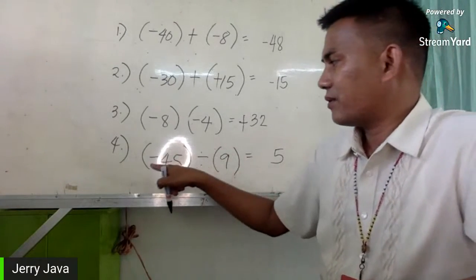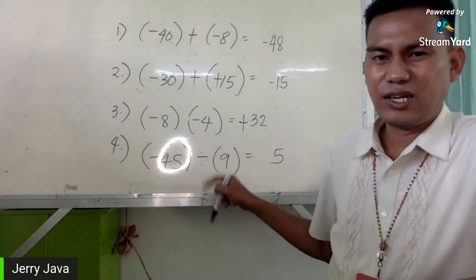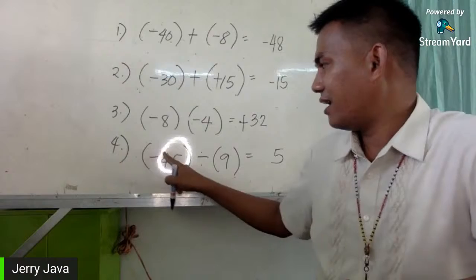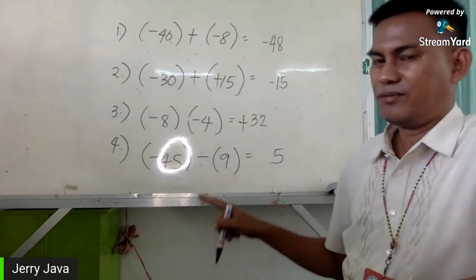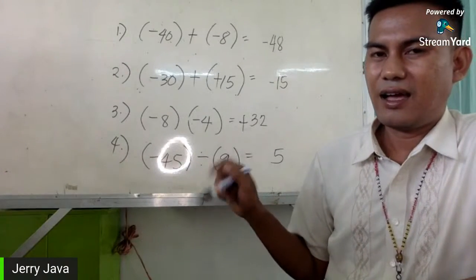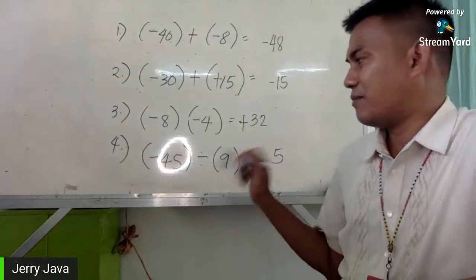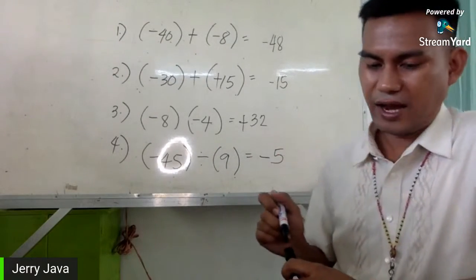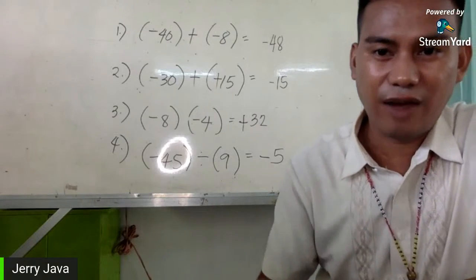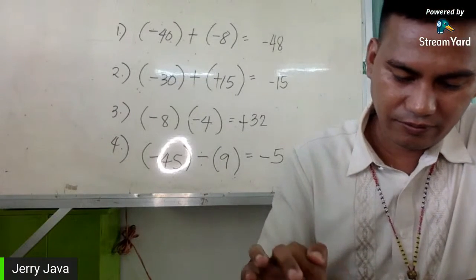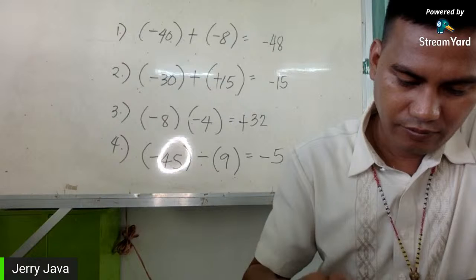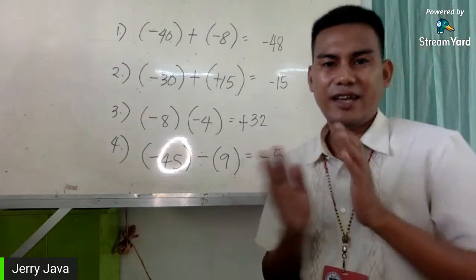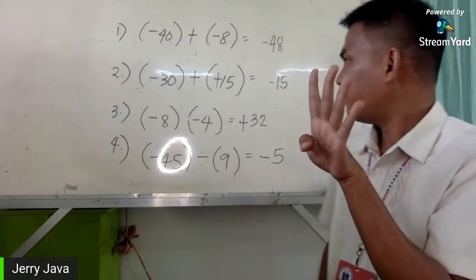Ang kaaway ng kaibigan ko. No, my enemy's friend. Ang kaibigan ng kaaway ko ay kaaway ko na rin. Yan, negative 5. It's negative 5, ladies and gentlemen. Answer is negative 5.